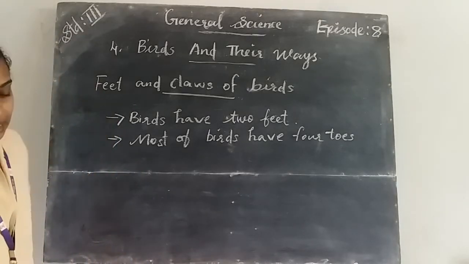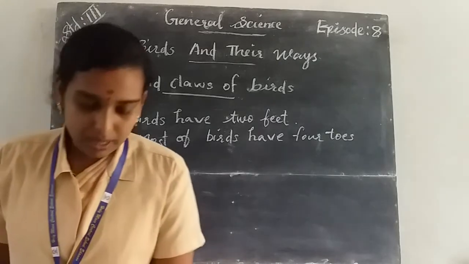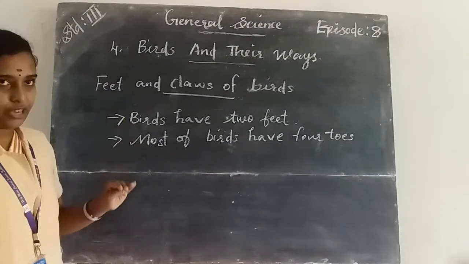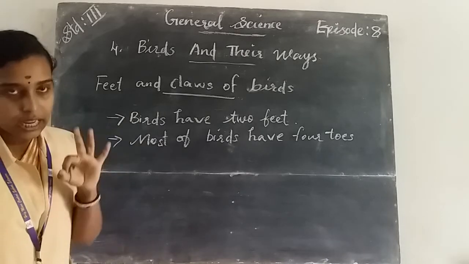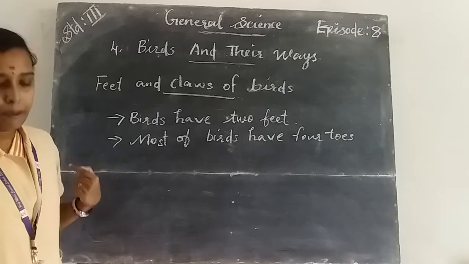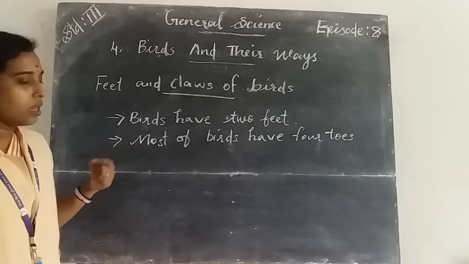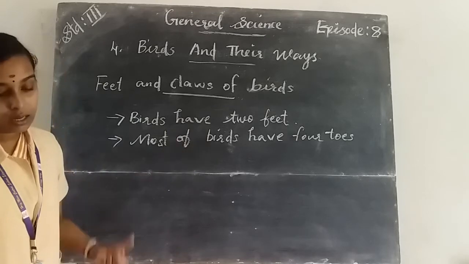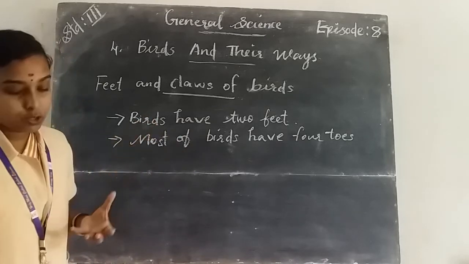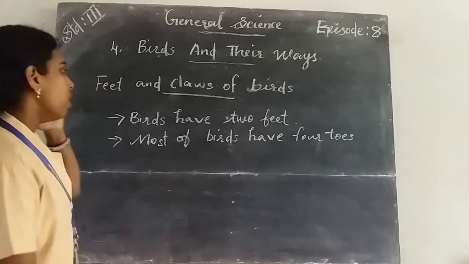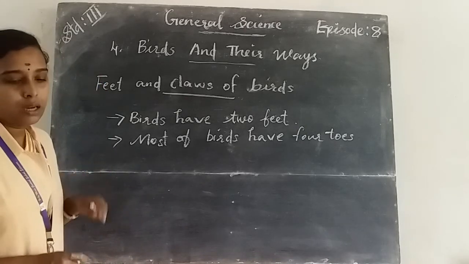The first one is perching birds. Perching birds means the birds have 4 toes on each of their feet, and there are 3 toes in front and one toe is backwards. The toes of their legs help them to hold on to a branch. Such types of birds are called perching birds.